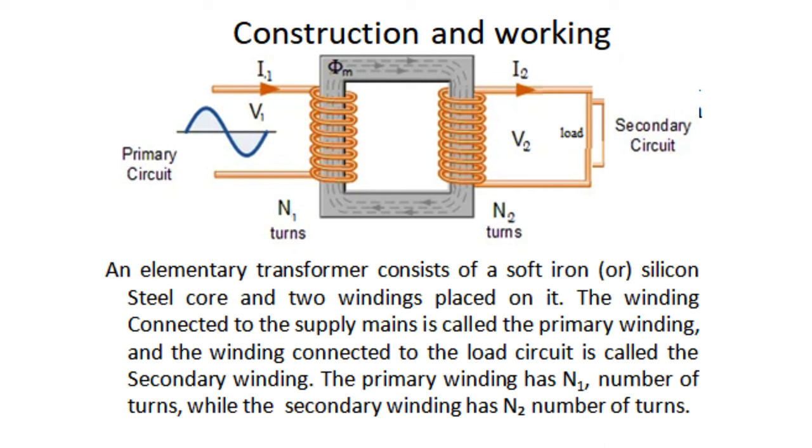An elementary transformer consists of a soft iron or silicon steel core and two windings placed on it. The winding connected to the supply is called primary. The winding connected to the load is called secondary winding. The primary winding has N1 number of turns, while the secondary winding has N2 number of turns.